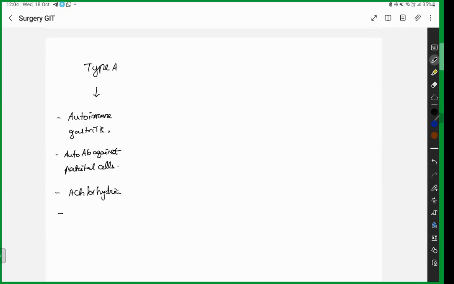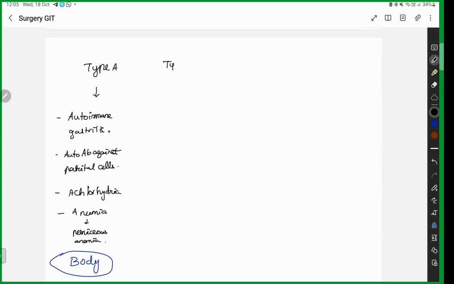This is going to cause anemia. What type of anemia is it going to cause? It is going to cause pernicious anemia. These are the four A's. So in type A you have to remember the four A's. What are the four A's? It's autoimmune type, achlorhydria, anemia, autoantibody against parietal cells. So there is one more point you have to remember here. What is the other thing you are going to remember here? This occurs in the body of the stomach.